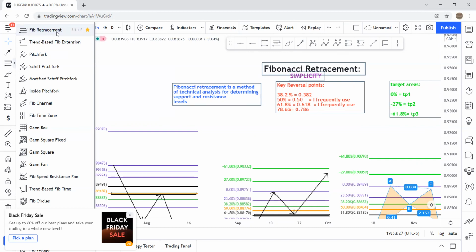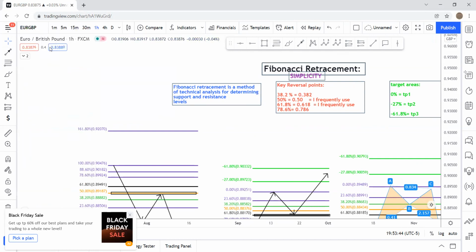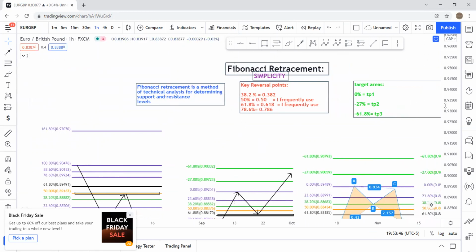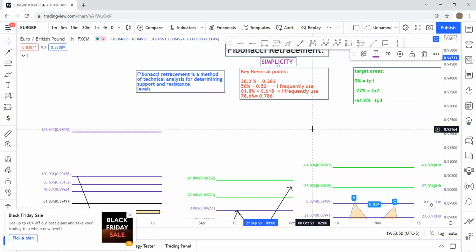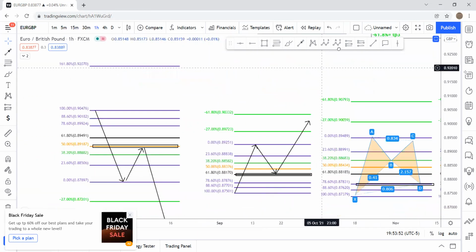This is the one that we're going to go over today, and there are other different things, pitchfork and all that other stuff. I'm not going to give trainings on those because I don't use them, even though I know them. I'm just going to do a training on Fibonacci, okay? Teach you guys the way I trade. I don't want to confuse anybody with other stuff that I don't even use. Okay, let's get to it.